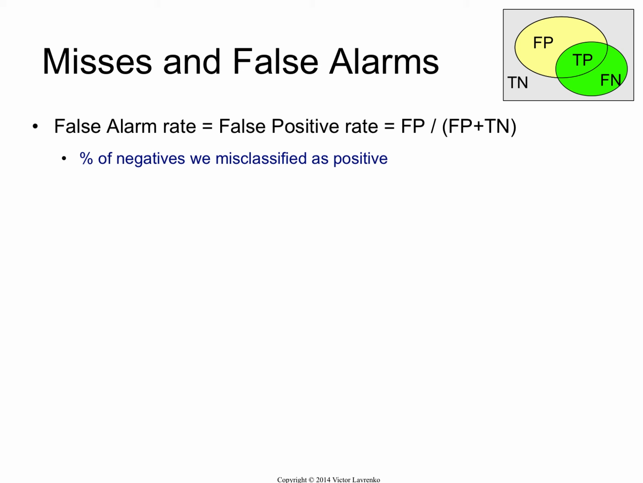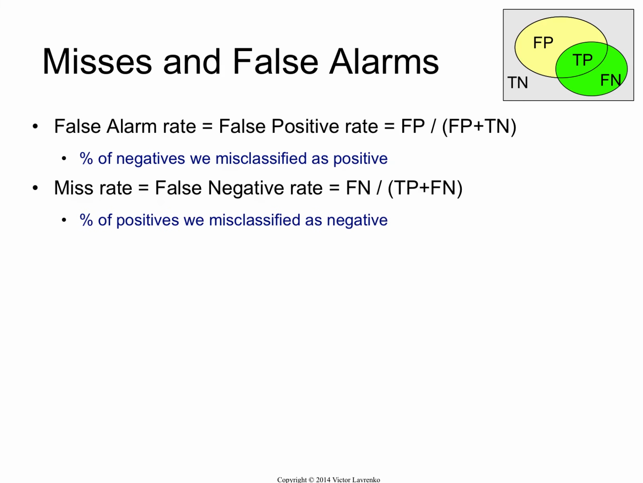So the total number of negatives in the system, our system could have predicted every one of them as positive, right? So we take the number that it's actually predicted as positives, the false positives, and divide it by the total number of negatives. So that's the false positives divided by false positives plus true negatives. So think of it as the proportion of negatives that our system mistakenly thought were positive. That's the false alarm rate.